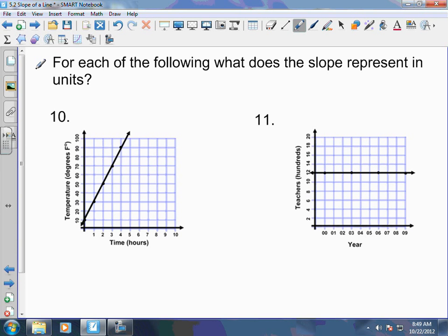Very good. That's all you have to say. Or you can say, as it gets later in the day, the temperature goes up. You have to tell me the temperature is increasing as the time increases.